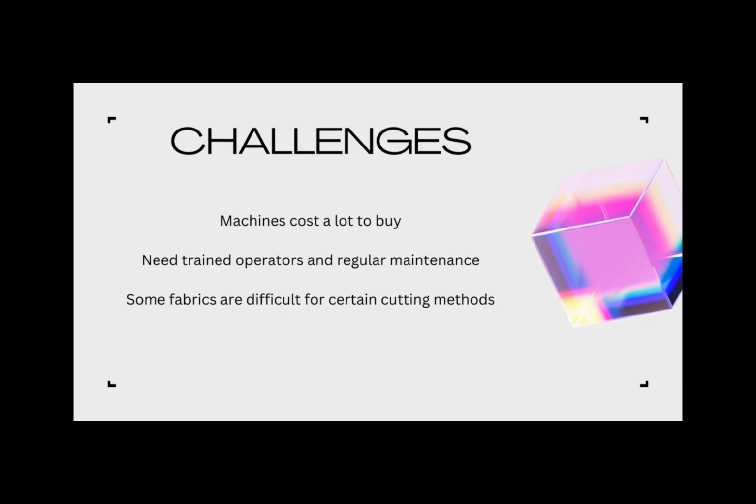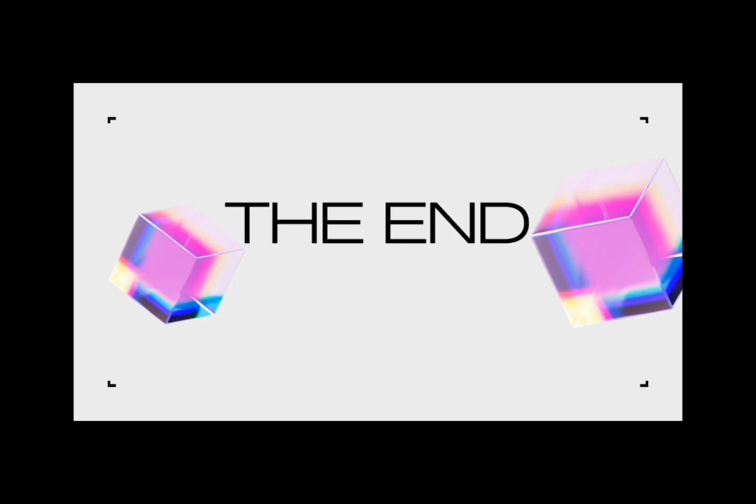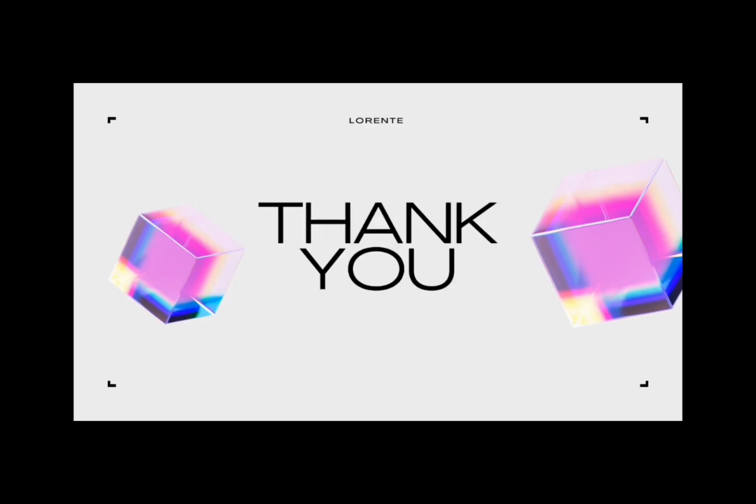Challenges. Machines cost a lot to buy. They need trained operators and regular maintenance. Some fabrics are difficult for certain cutting methods. Conclusion. Modern cutting methods help the textile industry produce garments faster, more accurately, and with less waste. Although the machines are expensive, they greatly improve quality and efficiency in garment manufacturing. So, machines help the products move along, especially in the cutting industry and manufacturing. So this is all about my topic on cutting and modern textiles.